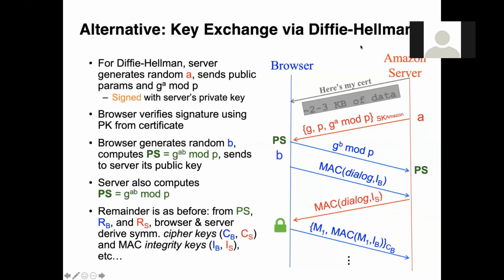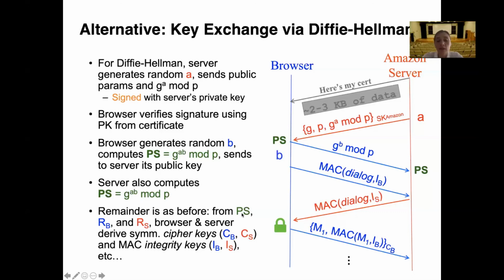Okay, so Howard, do you have a question? Yeah, sorry. I'm also just reading the chat while you're talking. Just to clarify, CB, CS, IB, and IS are all distinct keys, right? It's just that both the server and the browser possess all 4 of those keys. Yeah, they're distinct keys.